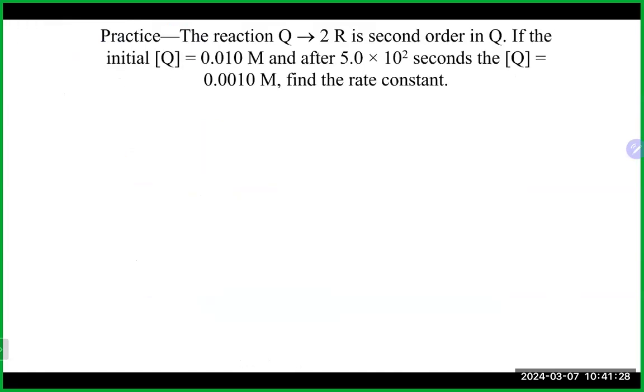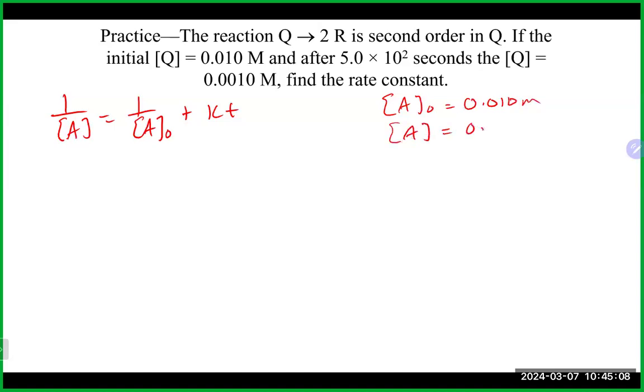I think the reaction here is second order with k. Initial concentration is 0.01, and after 500 seconds it goes to 0.001. What is the rate constant? So a second order equation would be good. Remember, this is the one that has a plus and not a minus. We have our initial concentration of 0.01, our final concentration of 0.001, and our time here, which is 500 seconds.